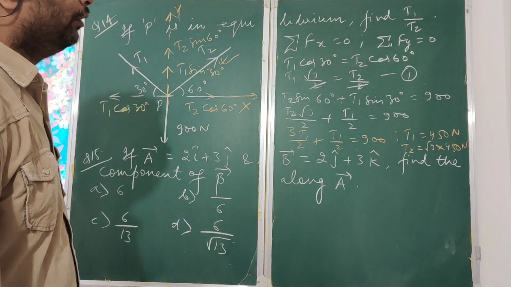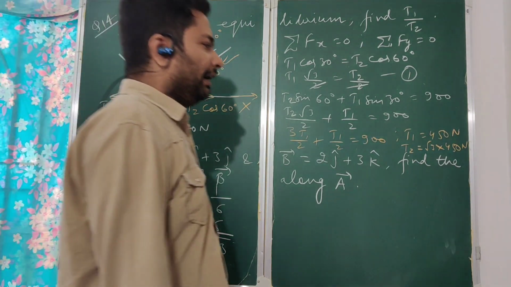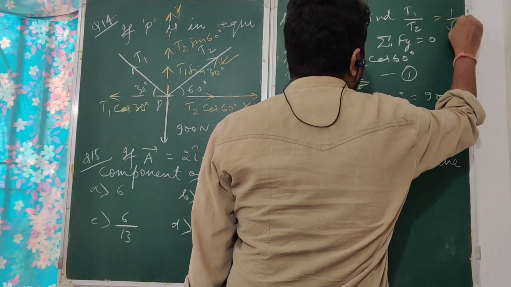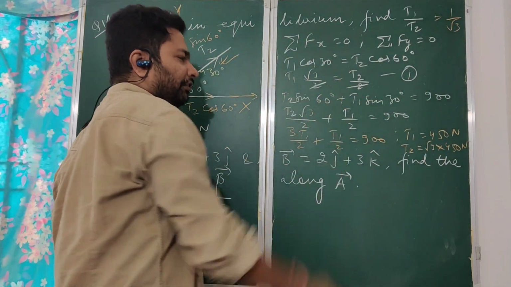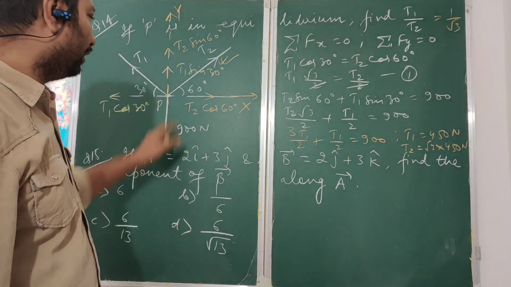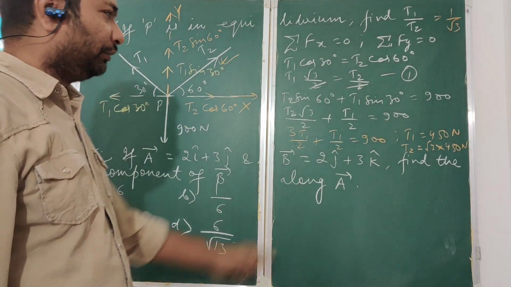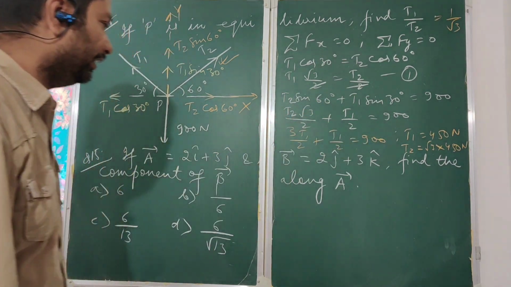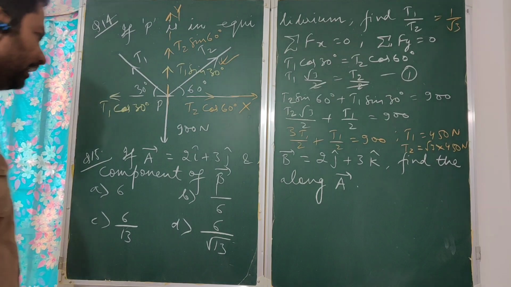What have they asked us to find out? T1 by T2. So T1 by T2 will be equal to 1 by root 3. This we could have directly got from the first equation itself. But suppose in any question they ask us to determine exactly the value of T1 and T2, then you can write this other set of equations also and get the corresponding values. Now let us see the next problem.